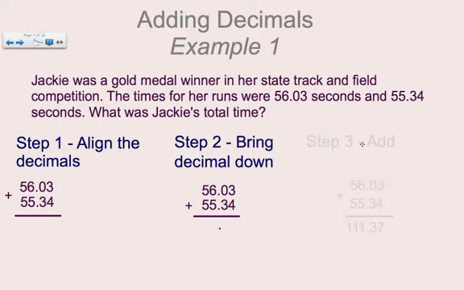Step 3, the easy part. We add just like we normally would add whole numbers. We add 3 and 4 to be 7. 0 plus 3 is 3. The decimal place is already in our answer. We don't need to do anything there. We brought that down in step 2. 6 plus 5 gives us 11, so we have the 1 and we carry the 1. 5 plus 5 gives us 11. So our answer is 111.37.